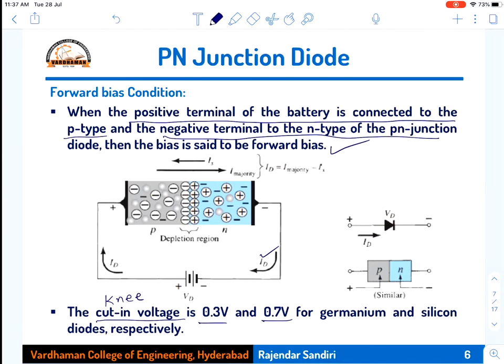How much are this 0.3 and 0.7? It is nothing but the voltage across the junction, which is called barrier potential. To overcome the barrier potential, the voltage you apply across the diode, we call the cut-in voltage or knee voltage. If you apply that voltage, beyond that only the current starts flowing. Up to that, the current does not flow.